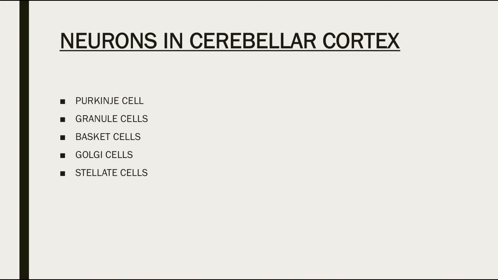Neurons in the cerebellar cortex. There are various types of neurons in the cerebellar cortex: Purkinje cell, granule cell, basket cell, Golgi cell, and stellate cells.